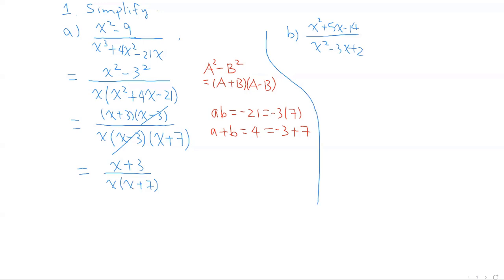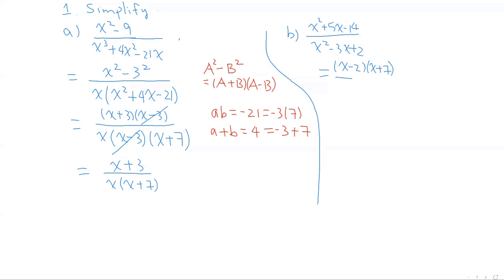Similarly, for the second fraction, we factor the top. Both are polynomials, right? The top we can factor with negative 14, so we can factor this as negative 2 times 7. The sum of them is positive 5, right? So you have x minus 2 and x plus 7. Negative 2 plus 7 is 5, right?